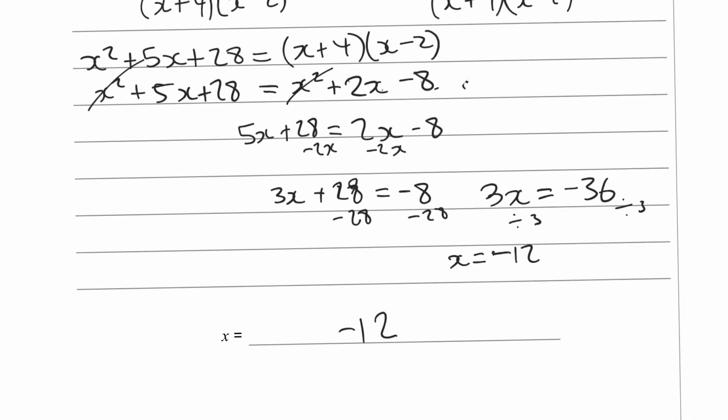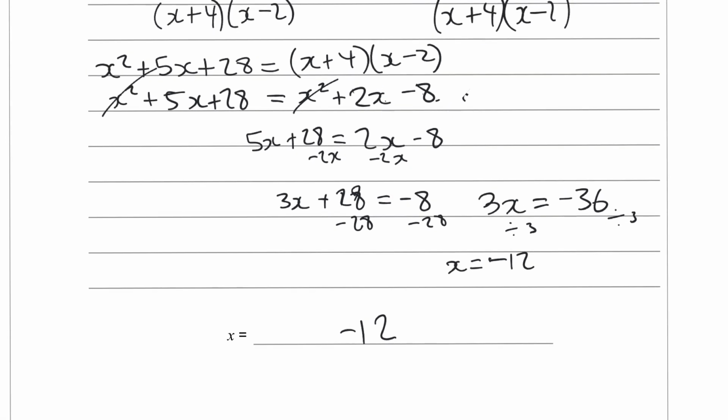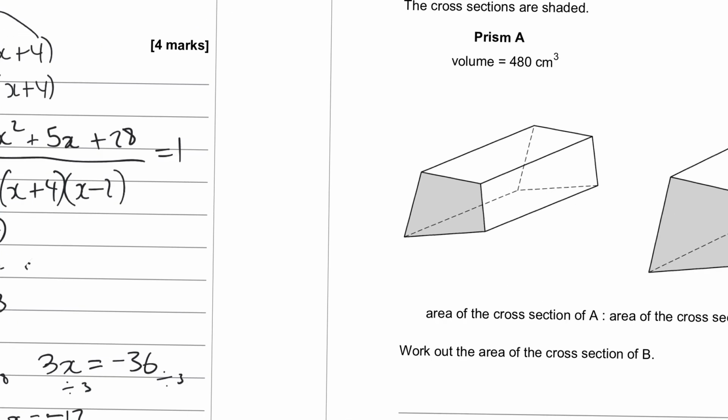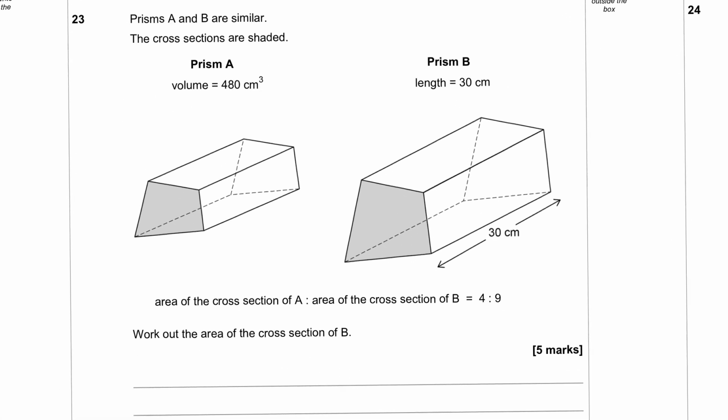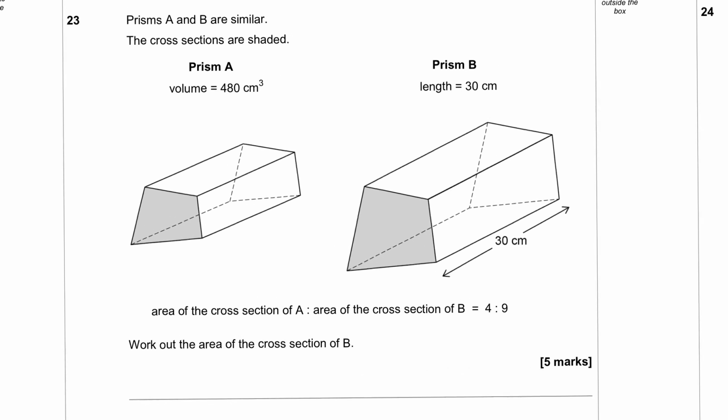So that is minus 12. So that would be our final answer. And then moving on to question 23, it basically says prisms A and B are similar. It's a nice similarity question. So it basically wants us to work out the area of the cross section of B.